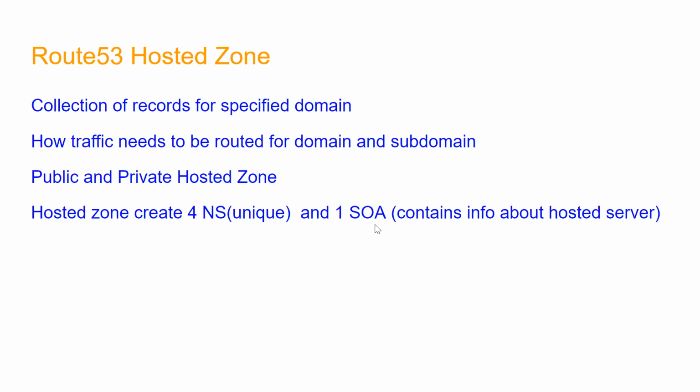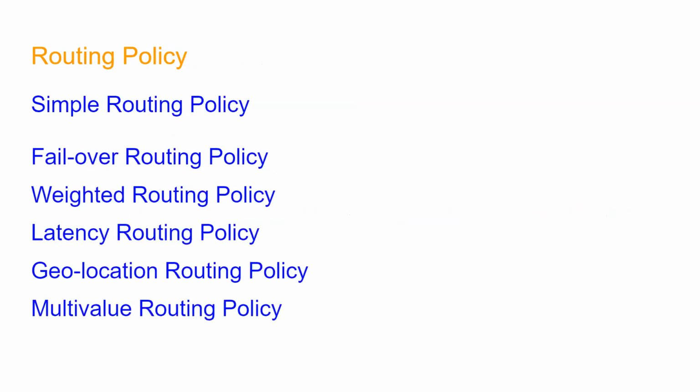So what is SOA? It contains information about your hosted zone, and your hosted zone could be public or private. When we say public, that means that hosted zone can be accessed from the internet. But if it's a private hosted zone, that means that the website name which you are mapping to an IP address, etc., would be resolved only within the VPC. Okay. Then we studied about the routing policy.